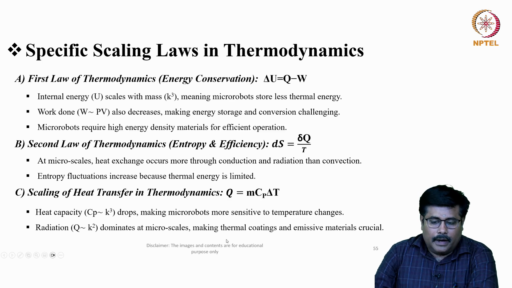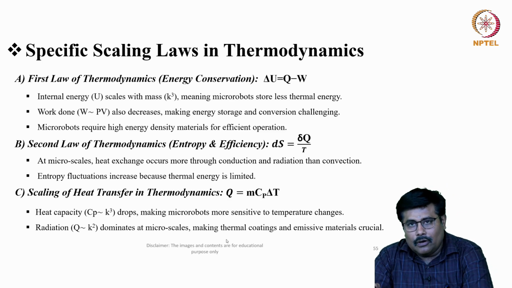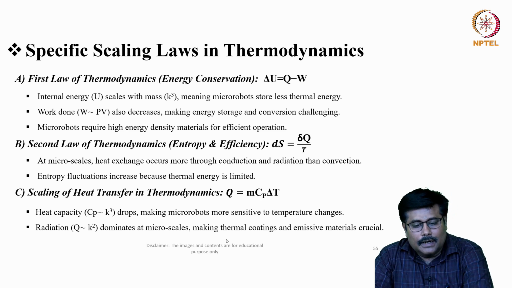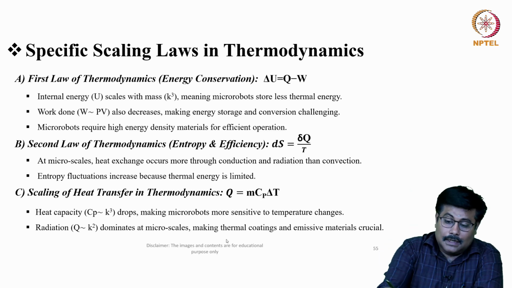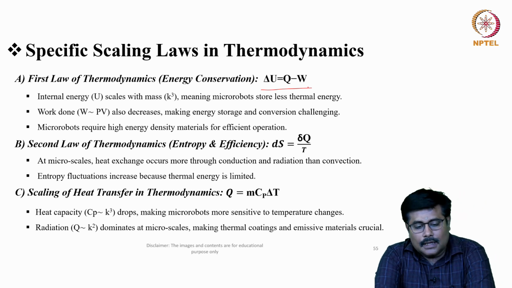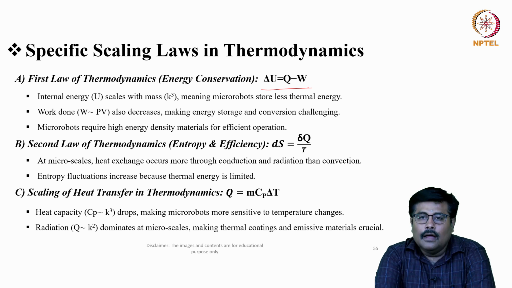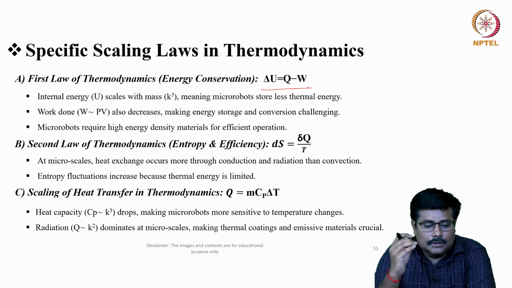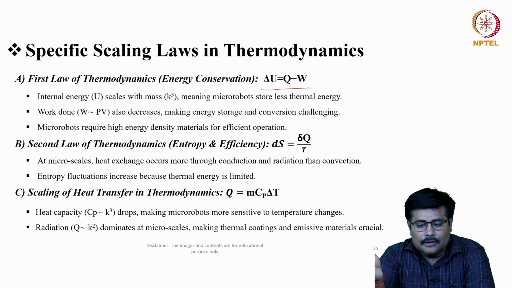Now, looking at the specific scaling laws in thermodynamics, the first law of thermodynamics talks about energy conservation, that is ΔU equals Q minus W. The internal energy U scales with mass, L cubed, meaning the micro robot stores less thermal energy. The work done W equals PV also decreases, making energy storage and conversion challenging. These micro robots require high energy density materials for efficient operation.